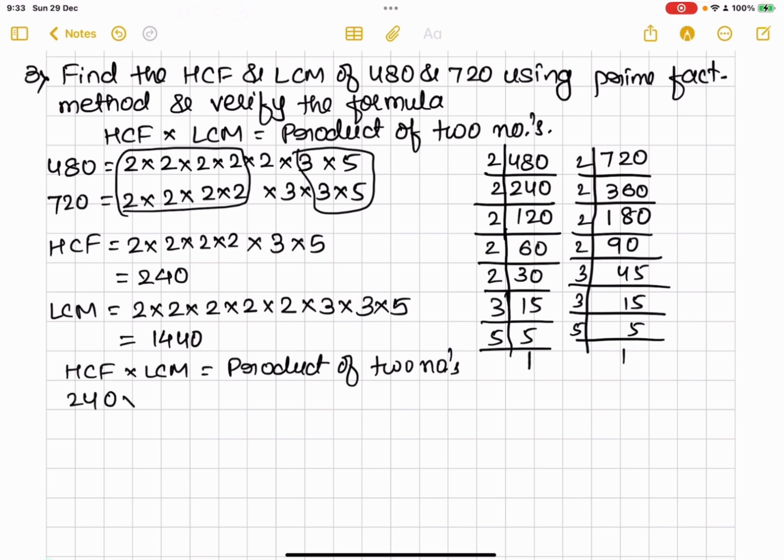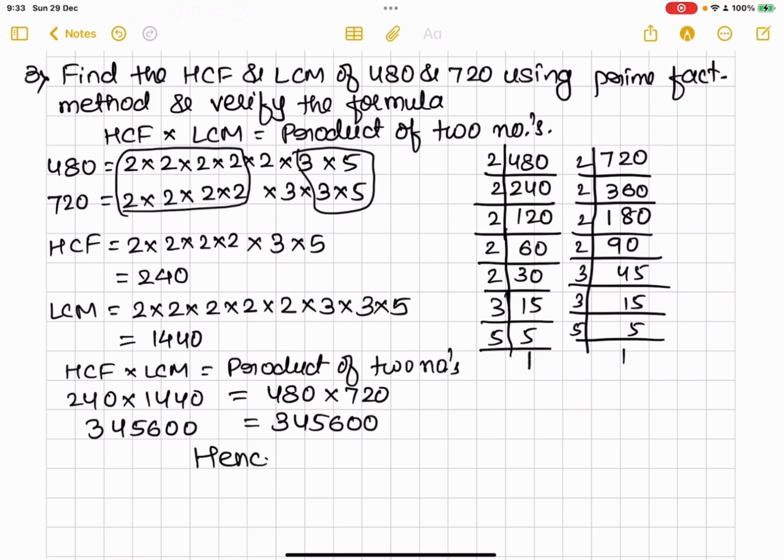So here HCF is 240 into 1440 should be equal to 480 into 720. So if I multiply, I am getting 345,600, and here also I am getting 345,600. Hence proved. Hence I proved that HCF into LCM.